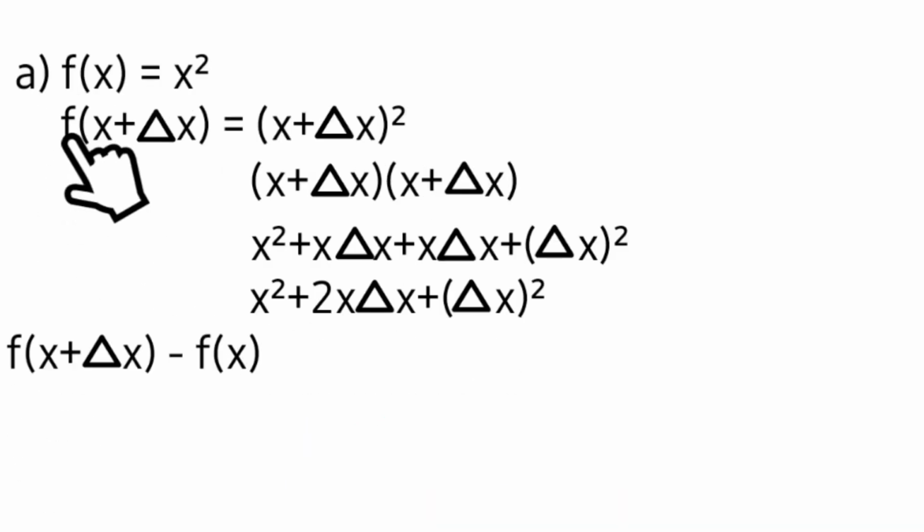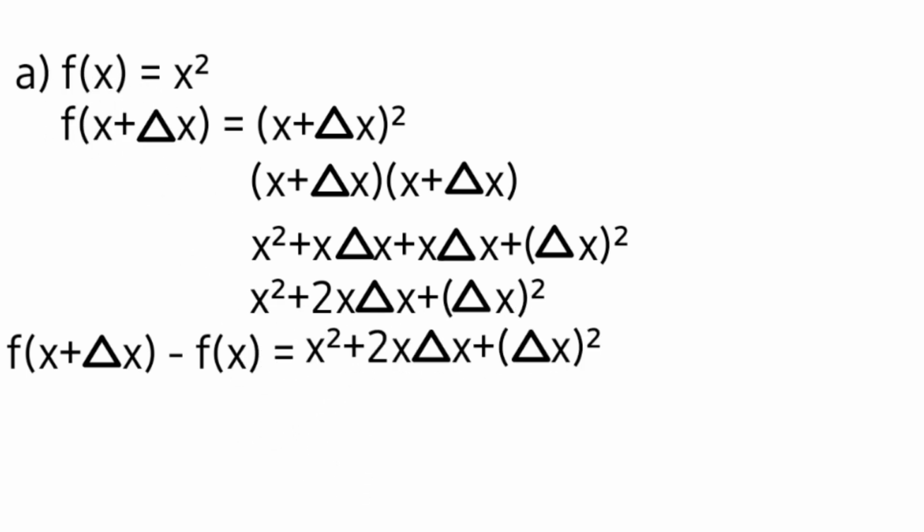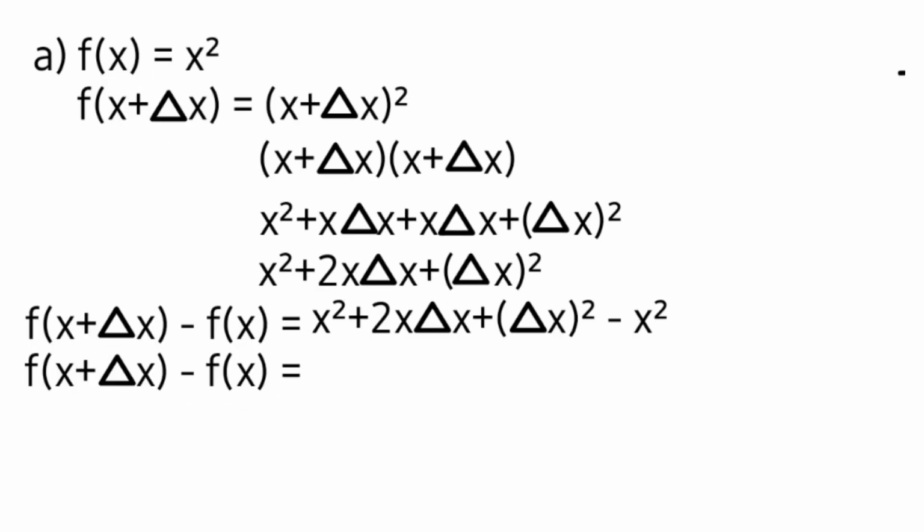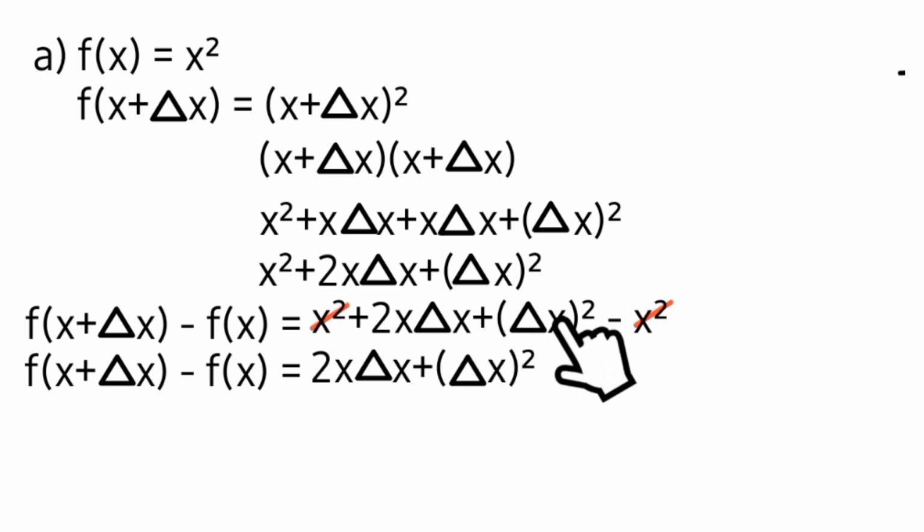So we have f of x plus changing x minus f of x equal all this, and then minus x squared, being the value of f of x. So we have all this equal x squared minus x squared gives 0. So we are left with 2x changing x plus changing x all squared.